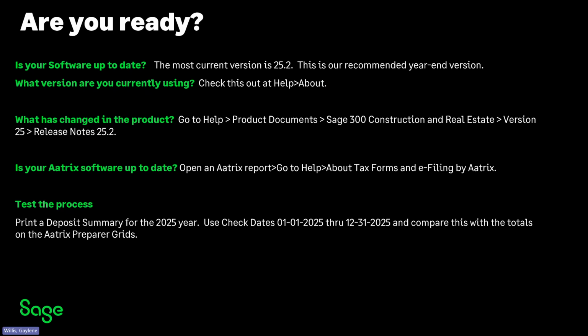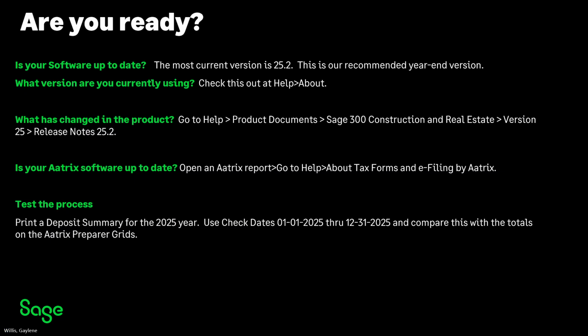Are we ready? Is our version up to date? It might be. It might not be. A good place to tell is to go to the product documents, or actually Help, About, and you'll be able to see what your version is. Now, the recommended year-end version is 25.2. There will be a version update pretty soon, and that will definitely be another recommended version we want you to get to. You have plenty of time.